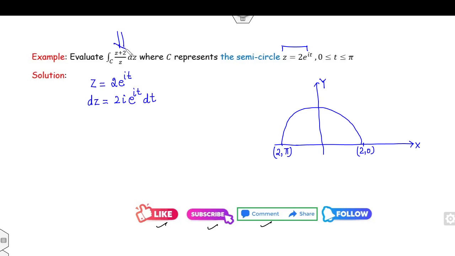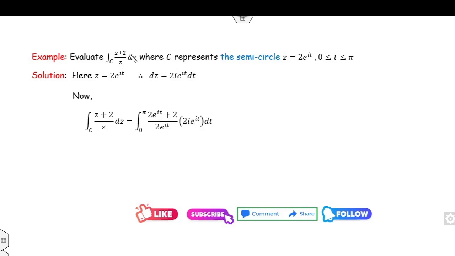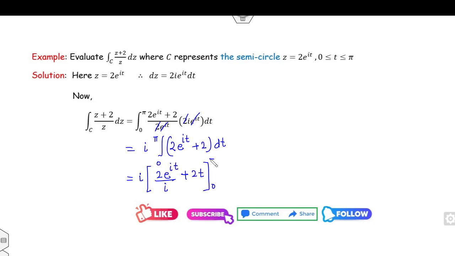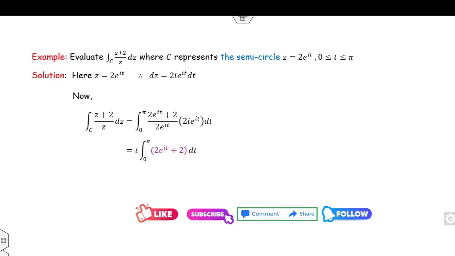dt. I can substitute all these values in the given complex integration. Now you can see 2 iota cancel, 2 cancel, iota I can take as the outside. Then from 0 to pi, 2 e raised to power iota t plus 2 of dt. So can you integrate them? It will be 2 e raised to power iota t divided by iota plus 2t from 0 to pi. Clear? Then can you substitute the limits?